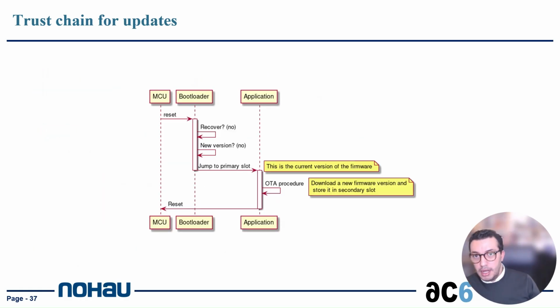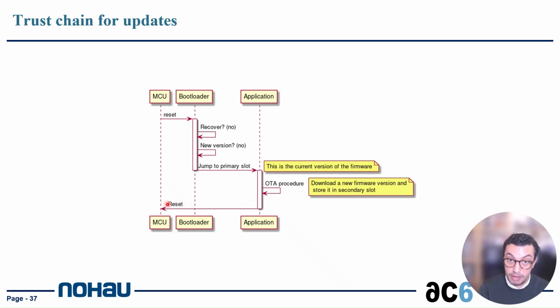So this diagram here shows the basic 2-slot update flow. The device boots into the bootloader, checks whether it needs to recover or not, and checks if there is a new firmware version available. If not, it is going to jump to the primary slot. Then, from there, we have the OTA procedure, where we are going to download a new firmware version and store it in the secondary slot, and then we reboot.